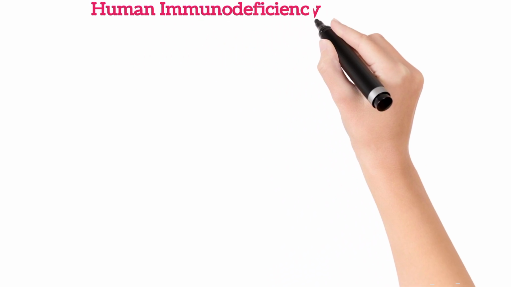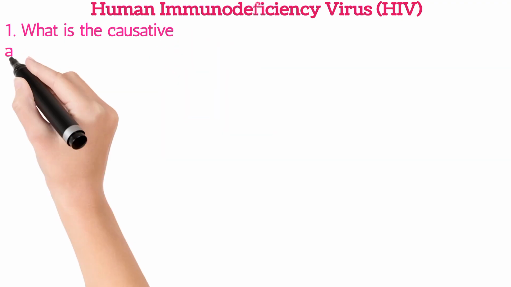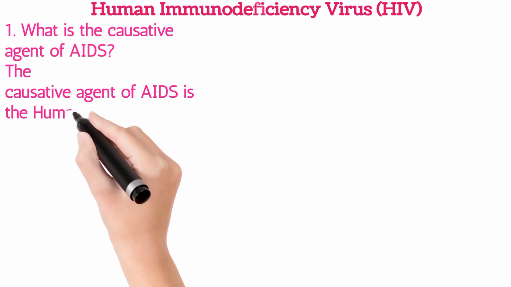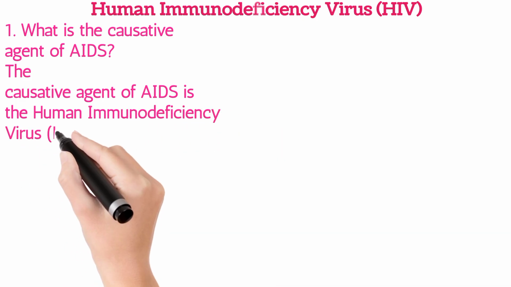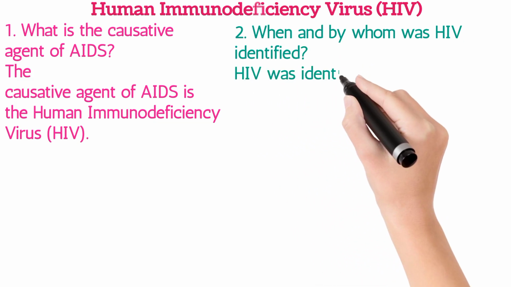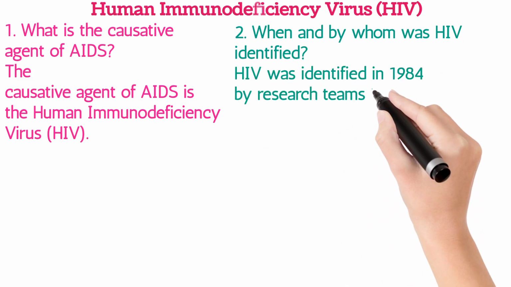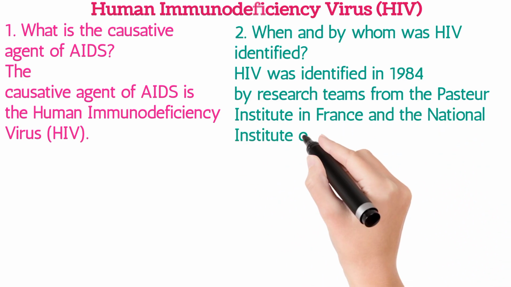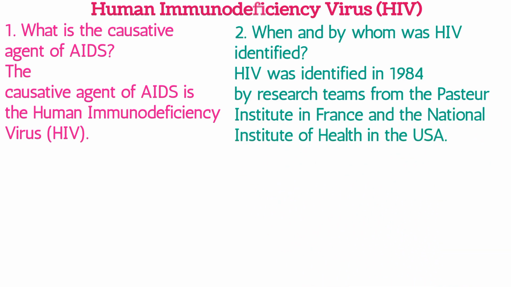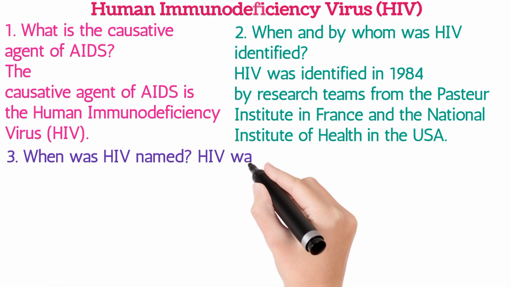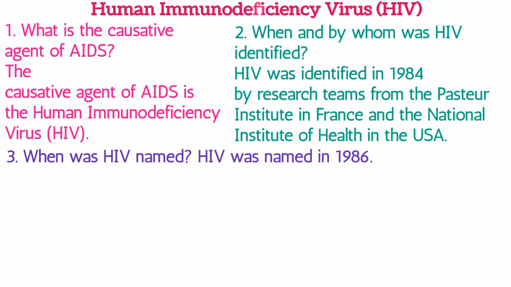Human Immunodeficiency Virus, HIV. 1. What is the causative agent of AIDS? The causative agent of AIDS is the Human Immunodeficiency Virus, HIV. 2. When and by whom was HIV identified? HIV was identified in 1984 by research teams from the Pasteur Institute in France and the National Institute of Health in the USA. 3. When was HIV named? HIV was named in 1986.